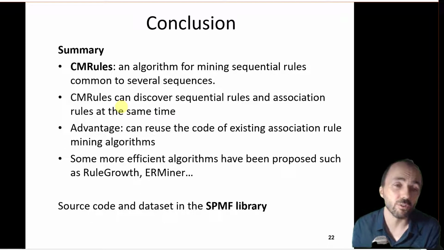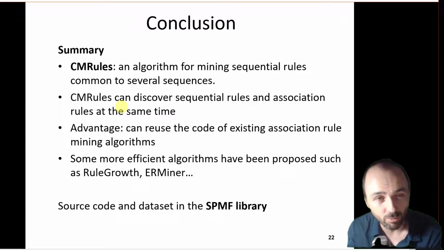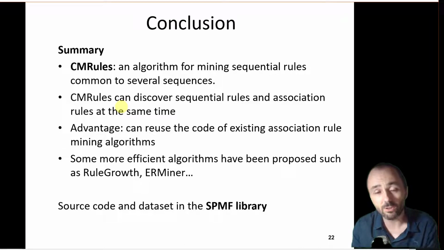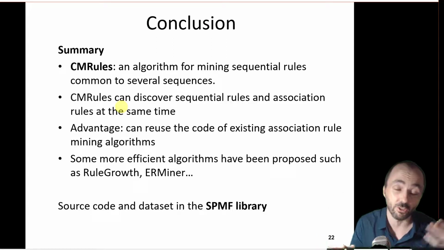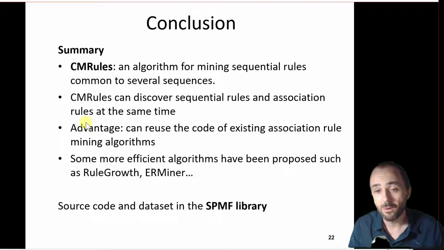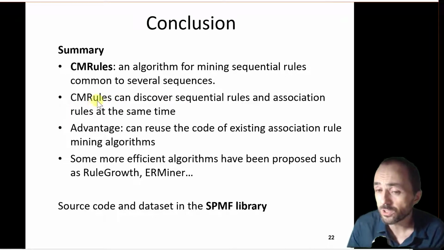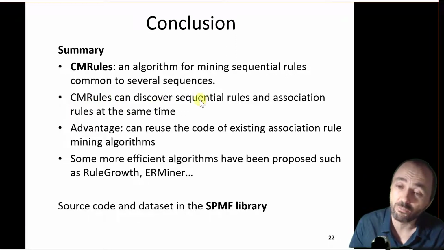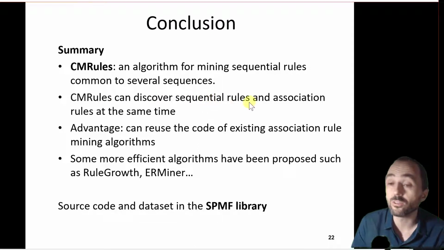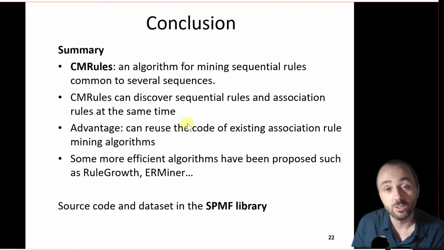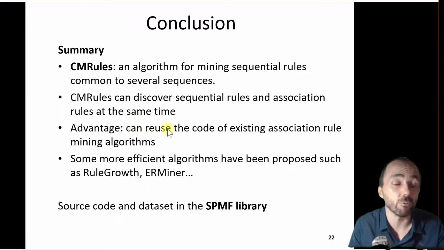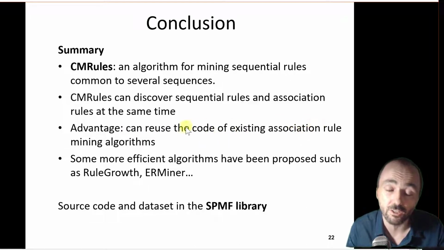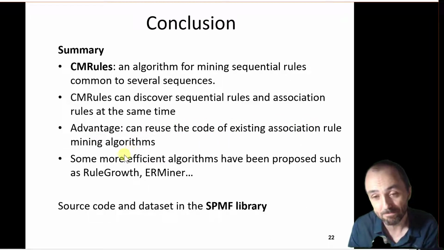So in conclusion, in this video, I explained one algorithm for sequential rule mining called CMRules that will find the sequential rules that appear in many sequences, like to analyze the shopping data and so on. CMRules is quite a special algorithm because it can find the sequential rules and association rules at the same time. And also one advantage is that it can reuse the code of the existing association rule mining algorithms.